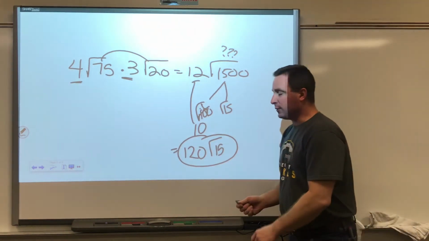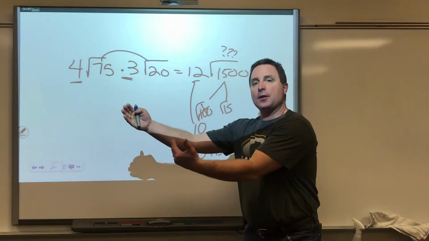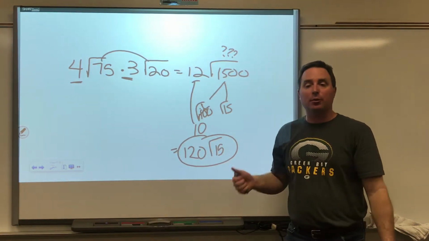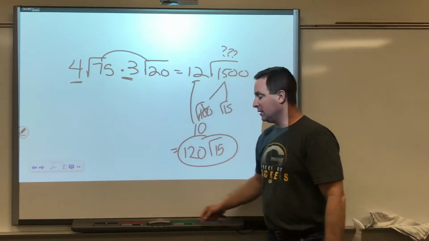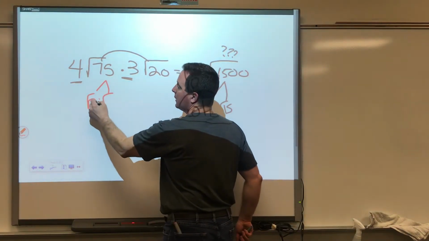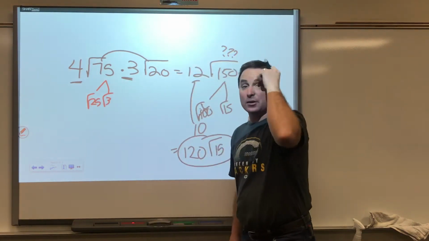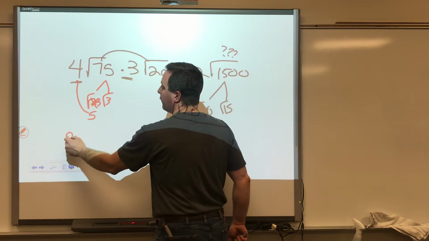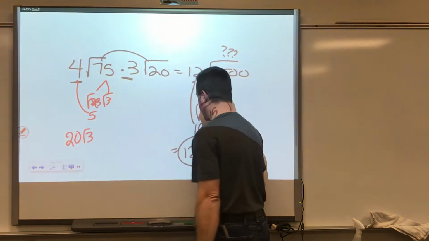Another way to do it is kind of like when you multiply fractions. Rather than multiplying all the way across first and then reducing, could you sometimes do some cross-canceling first? Sure. Well, I could do the same thing. How about I simplify my radicals first? What if I did 25 times 3? That's 5. 5 times 4 is 20 square roots of 3.